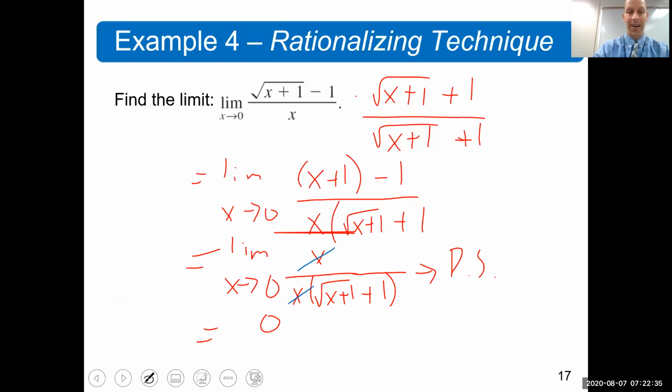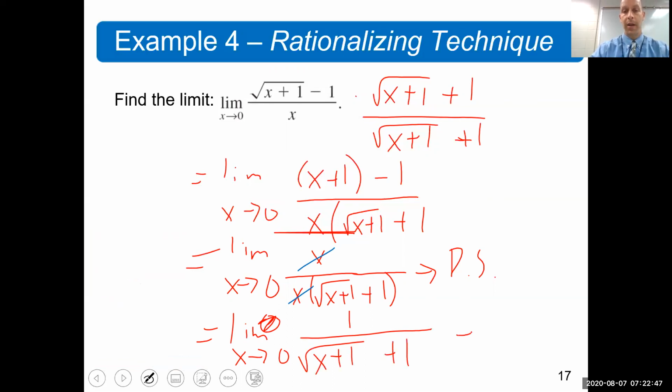Those can cancel, right? So this last step is going to be the limit as x goes to 0 of 1 over the square root of x plus 1 plus 1, which is, of course, going to give us 1/2 when you do direct substitution. Now, I need to stop there because we're at 11 minutes. You can check this answer with your calculator.